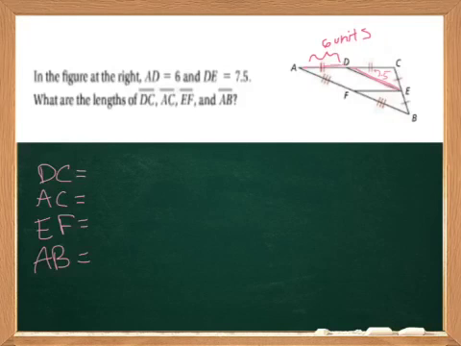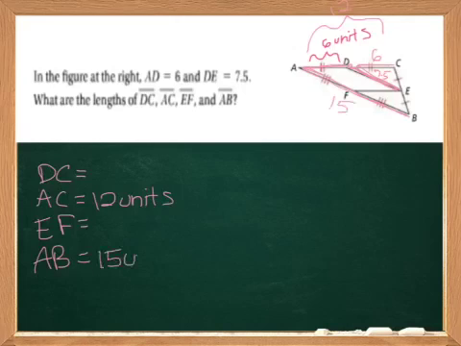If this piece is 6 units and this is the midpoint, this other piece must be 6 units, which means the whole side AC must be 12 units. Well, that's one of the questions, so we're going to fill that in as our answer. If DE is 7.5 units, then the line parallel to it, so the third side, must be twice that, so it must be 15 units. Well, it's asking us for AB as well, so we can fill in 15 units.